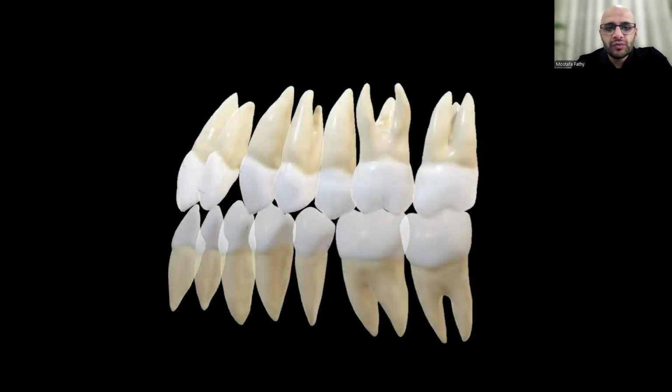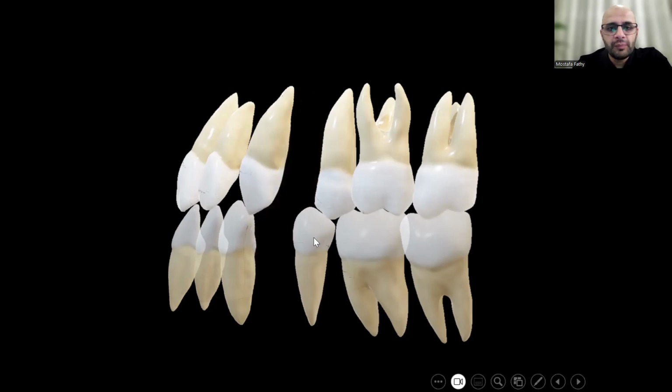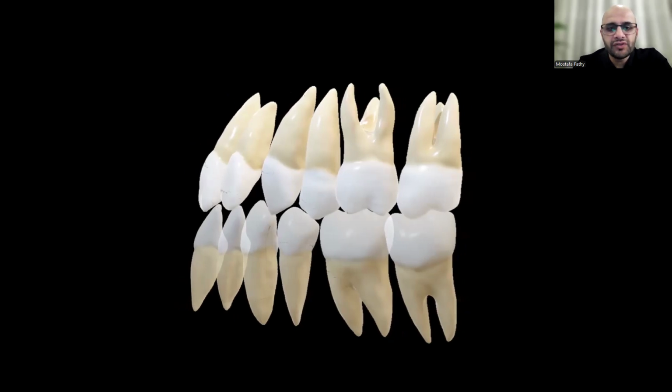So if you have a class 1 case, you have class 1 molar, class 1 canine, you cannot extract in the upper arch and do a non-extraction treatment in the lower arch. And also you cannot use different anchorage between the upper and lower arch. For example, if you used, in this case, upper and lower fours, moderate anchorage, you should use this moderate anchorage in the upper arch and the lower arch. You can never do an extraction treatment in the upper and non-extraction in the lower. This is to maintain your interdigitation, molar relation, and canine relationship.